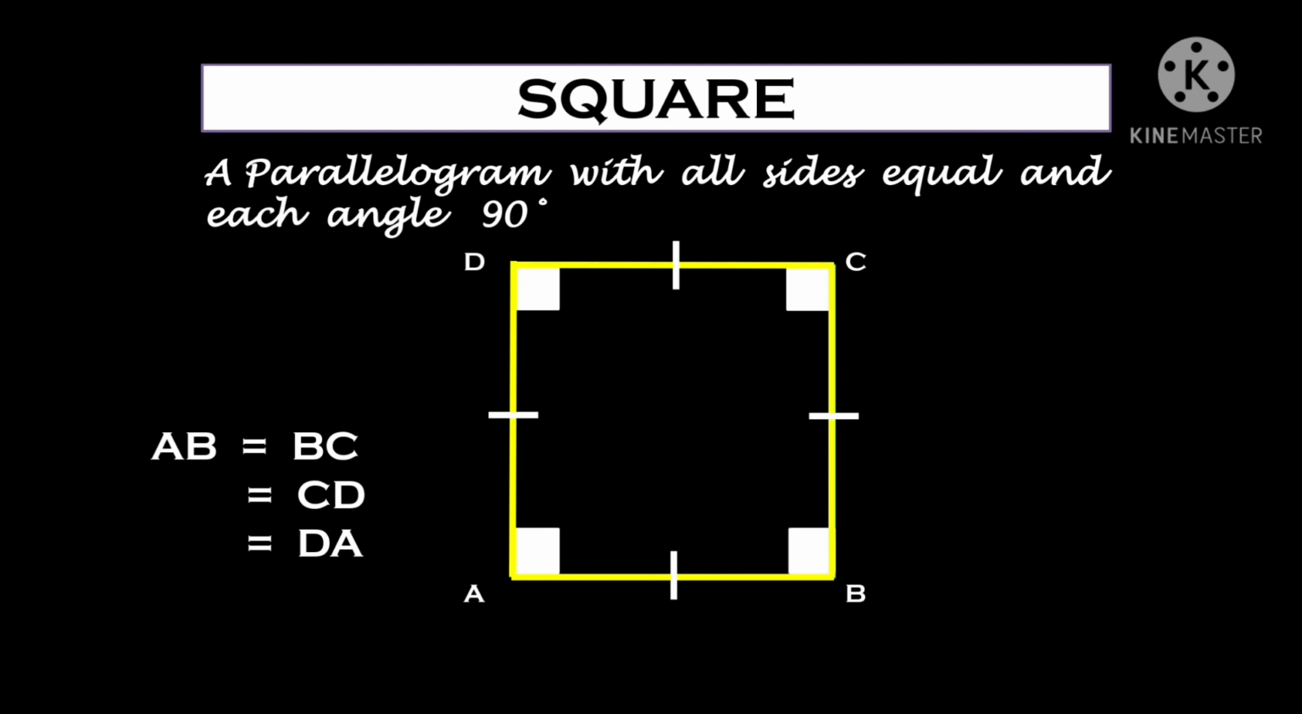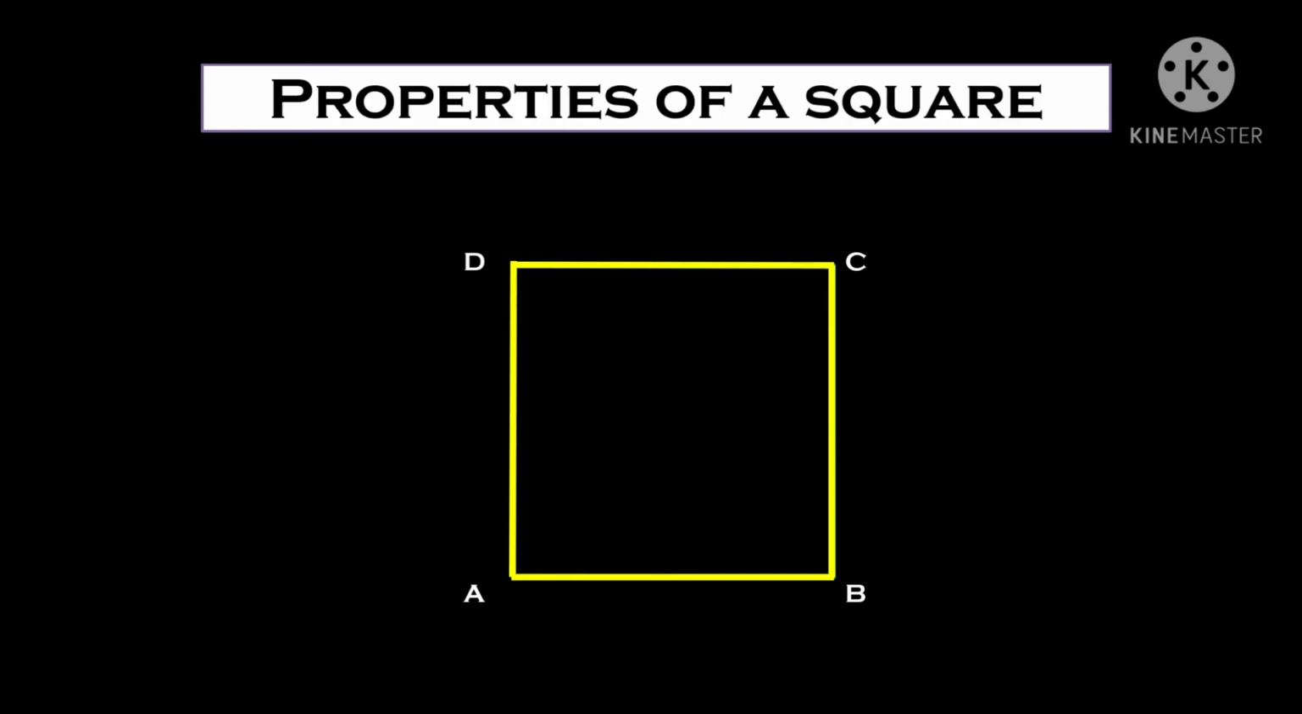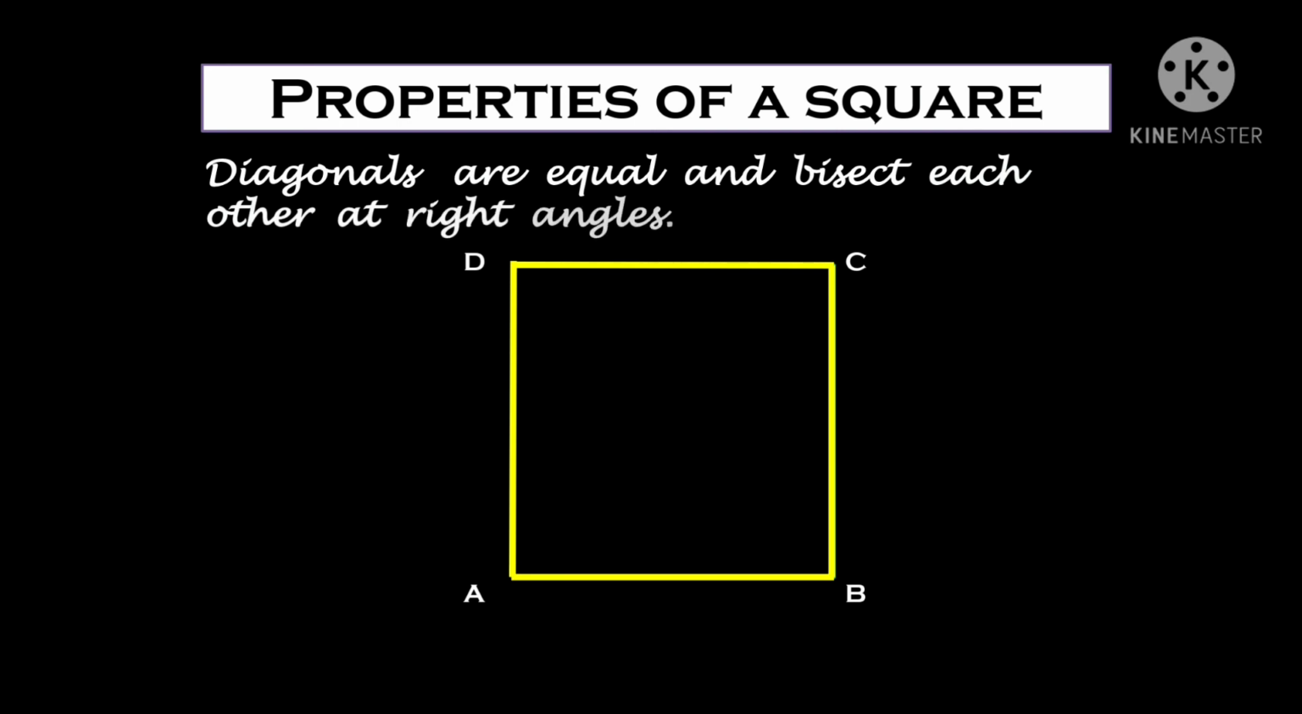So a parallelogram with all sides equal and each angle equal to 90 degrees becomes a square. Now let's see the properties of a square. The diagonals are equal, they bisect each other and at right angles. So these are the extra properties.